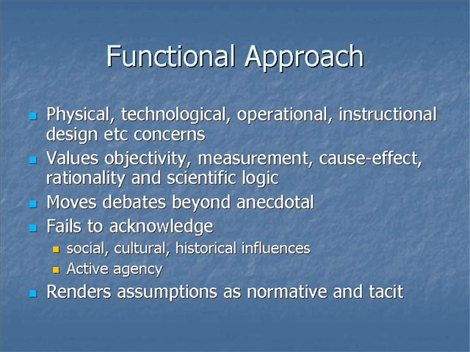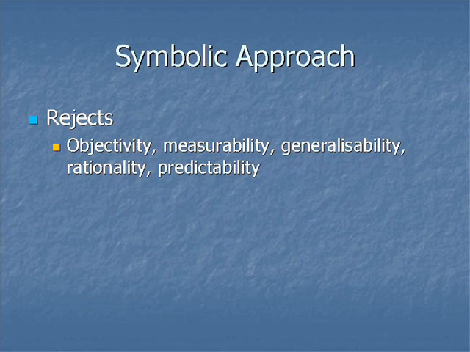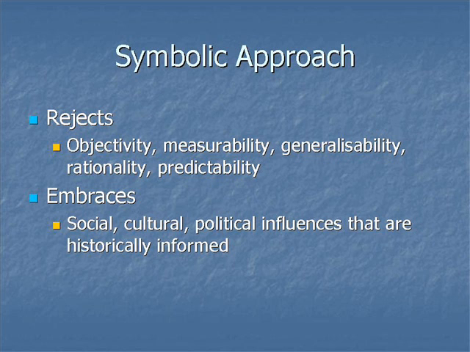The second major approach to consideration of pedagogic space is concerned with symbolic issues. The symbolic approach renounces the assumptions of objectivity, measurability, generalisability, rationality and predictability that are consistent with the functional perspective. The assumptions that underpin the symbolic approach embrace the influence of social, cultural and political influences that are historically informed, in shaping the ways that people within pedagogic spaces understand and render meaning to those spaces.